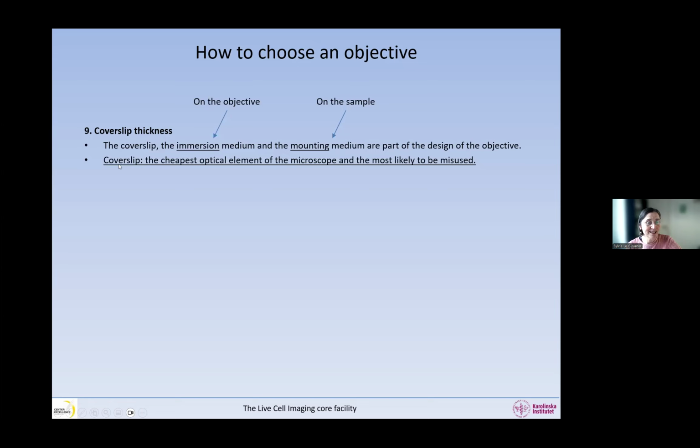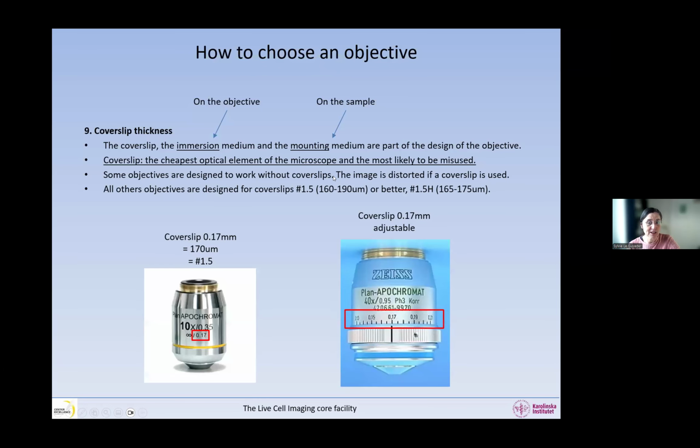And yes, I heard someone say, and I really liked it, that the cover slip is the cheapest optical element on the microscope and the most likely to be misused. Just ban anything else than 1.5 and you will never hear me say anything about your cover slips again. So some objectives are designed to work without cover slip. So that's also important to think about. If you put a cover slip on your sample, the image is going to be distorted with these objectives.